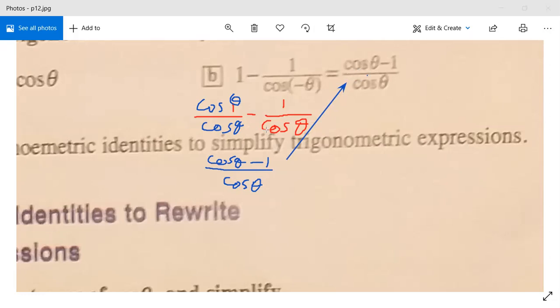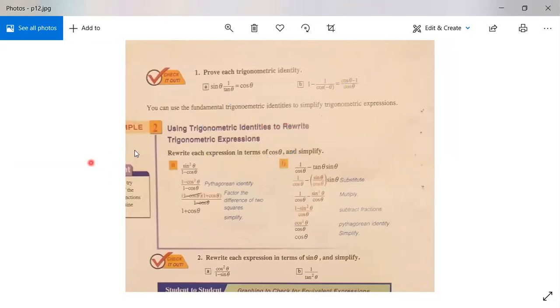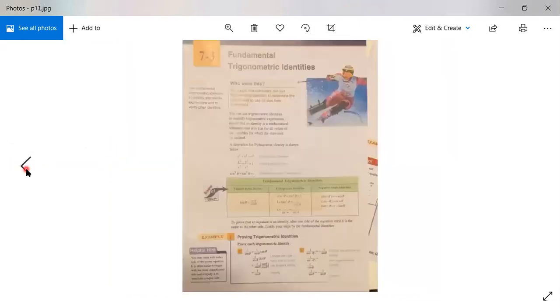Or we can start with this side, simplify to get another side. I can choose either left or right. Yes, but you choose the easy side. Which one can we simplify? Without memorizing these three identities, we can't do anything.